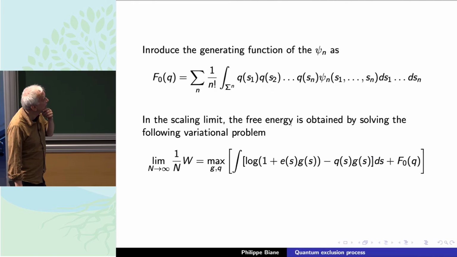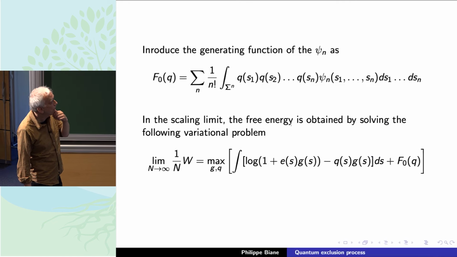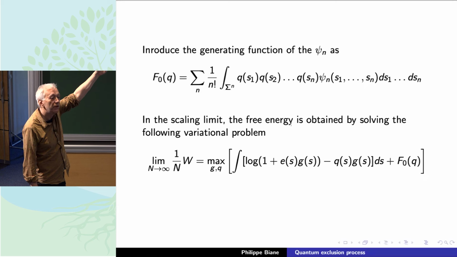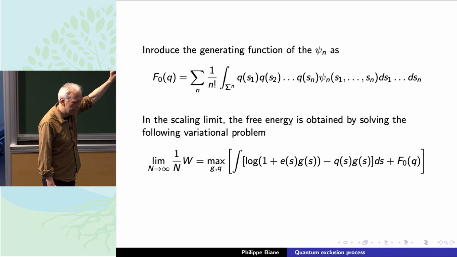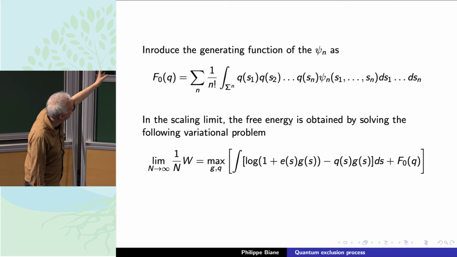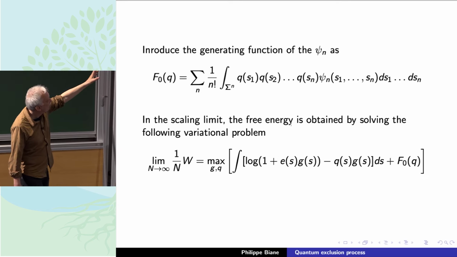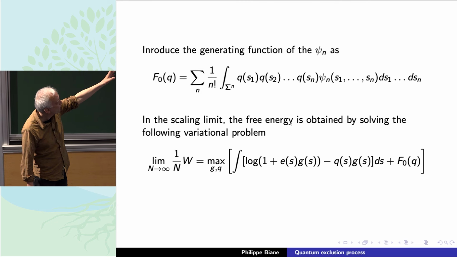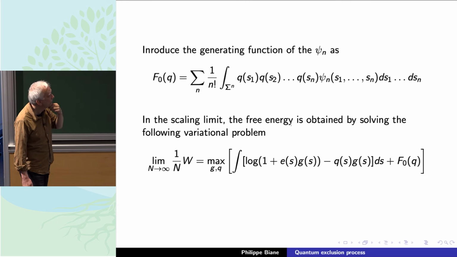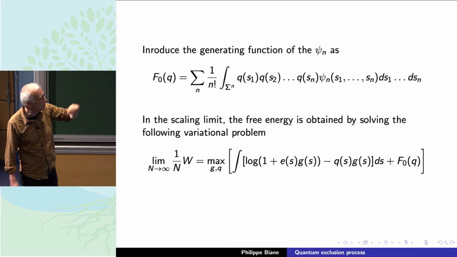Now, in the scaling limit, the free energy is obtained by solving the following variational problem. This follows from the formulas I showed you, and the fact that you are making the sum only of the trees. For this reason, we can prove that the free energy has a limit, which is obtained by a variational problem, maximizing a certain integral.